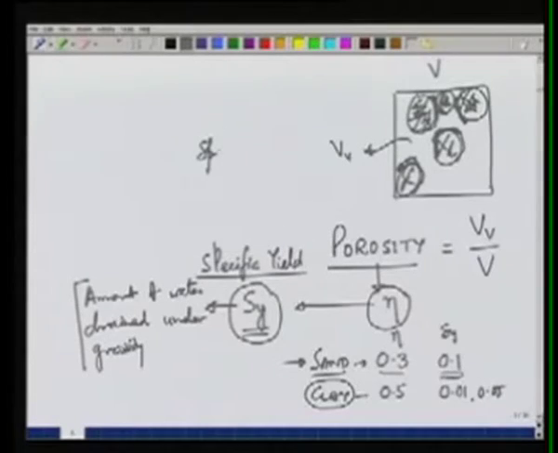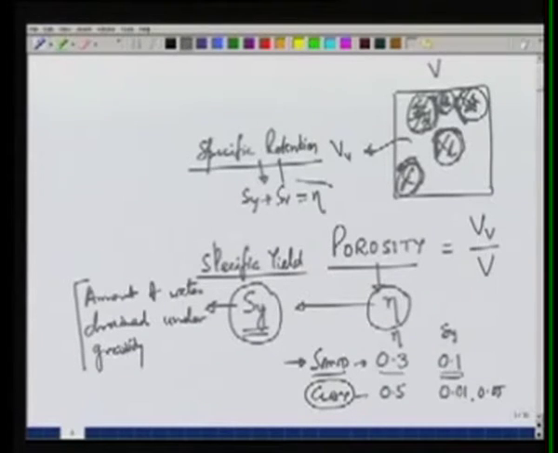The other term which we sometimes use, although for us specific yield is more important, is specific retention, which is the amount of water retained, and therefore Sy plus Sr. This is the specific retention, Sr.